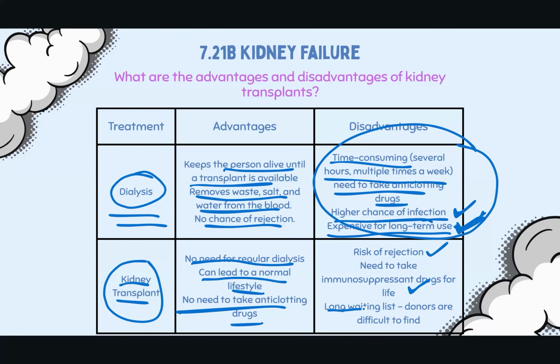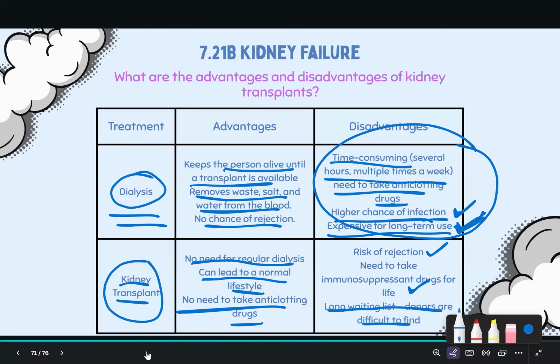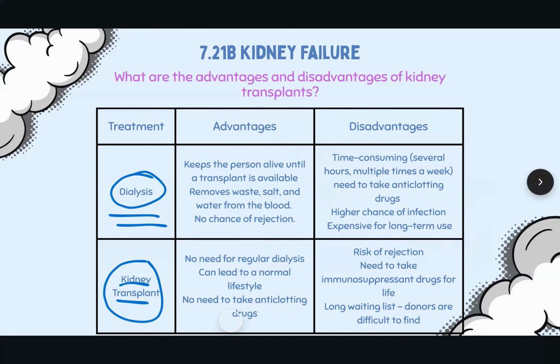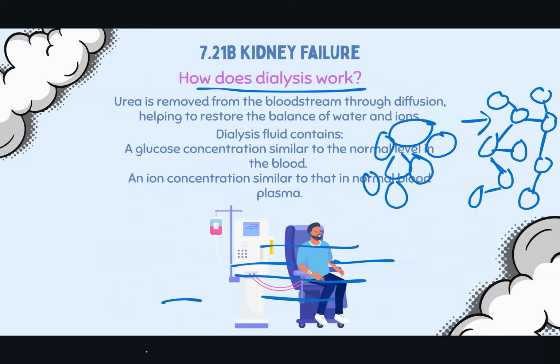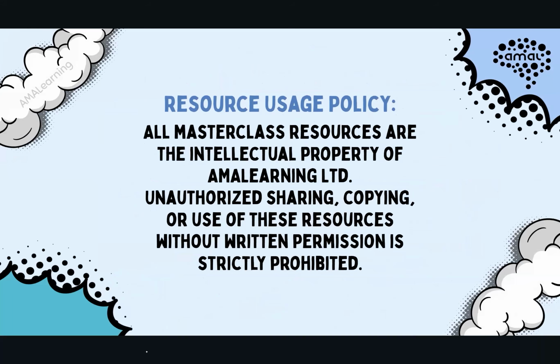And there's a long waiting list. Donors are difficult to find. People who've got two kidneys are not necessarily ready to give their kidney up, just in case they end up needing it, if they lose one of their kidneys or one of their kidneys loses function.